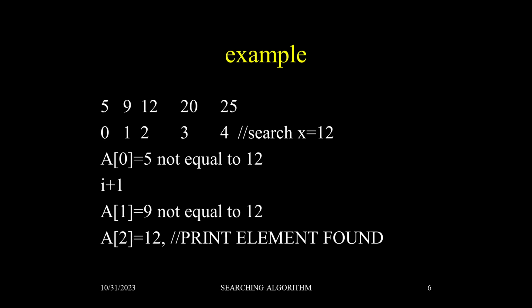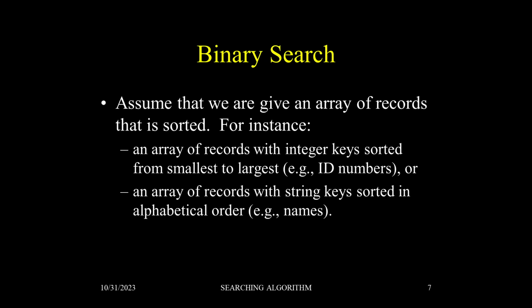Then a of 1, what is a of 1? A of 1 is equal to 9, so this is also not equal to 12. Then you go for the increment. Then a of 2 is equal to 12, so print element is found. This is a very simple algorithm.